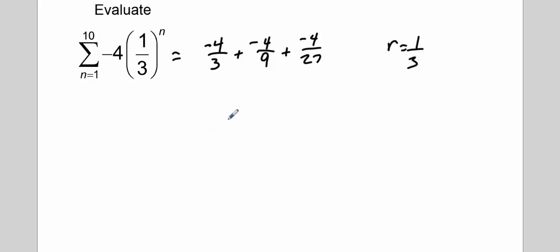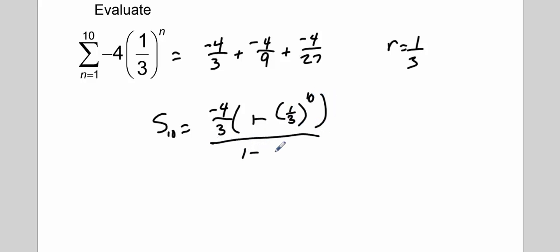I'll just go ahead and say S sub 10 is equal to my first term times 1 minus my ratio to the 10th power over 1 minus my ratio. And again, this is pretty much a calculator problem. So let's go ahead and calculate that. Doesn't work out super clean. We end up with negative 1.99996-ish. Right around there.